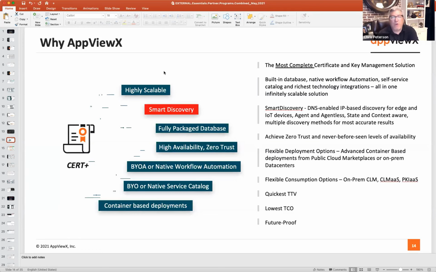So I mentioned, why AppViewX, the most complete certificate and management solution. Nobody in the market offers a more complete solution for your customers. I already talked about most of the bullets here. I highlighted in red the Smart Discovery piece of the product because that is in the product out of the box, but I'm very excited to be able to offer a Smart Discovery tool to those partners that get certified. You can use this as an assessment tool. It can generate revenue, but a Smart Discovery always generates a sales discussion.